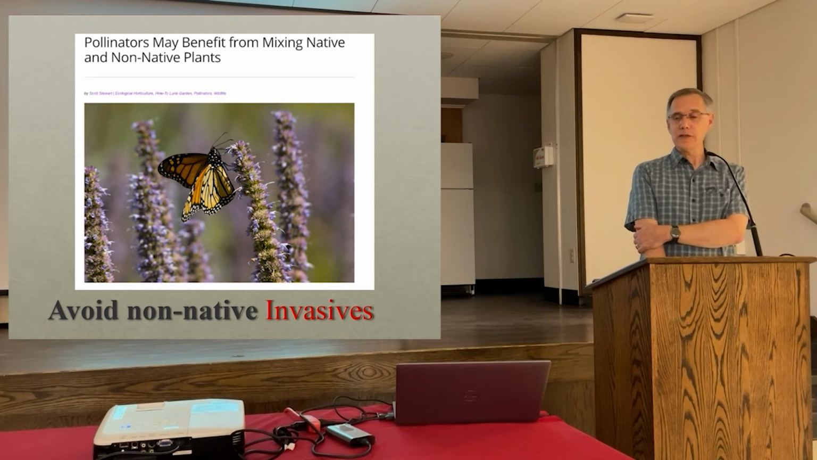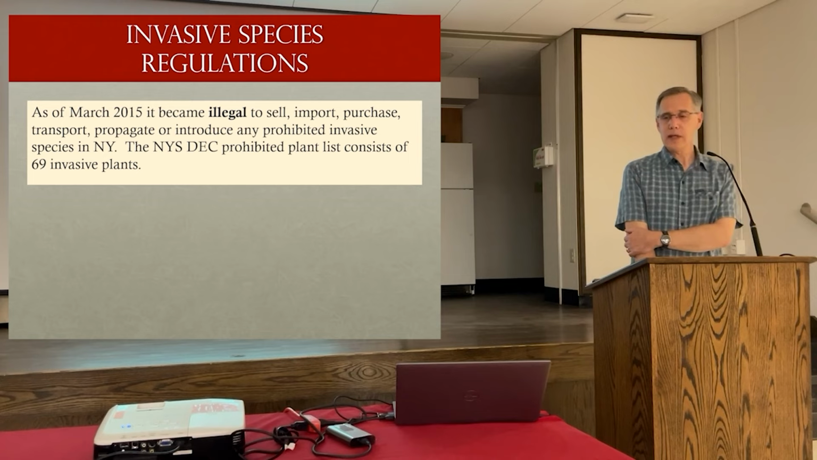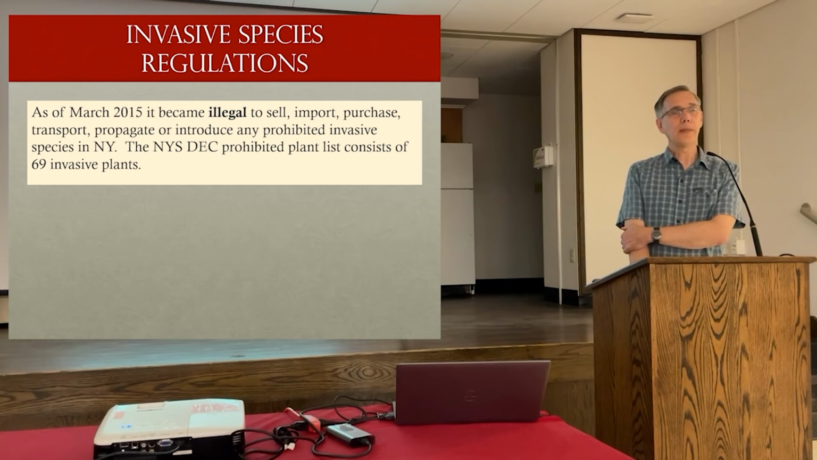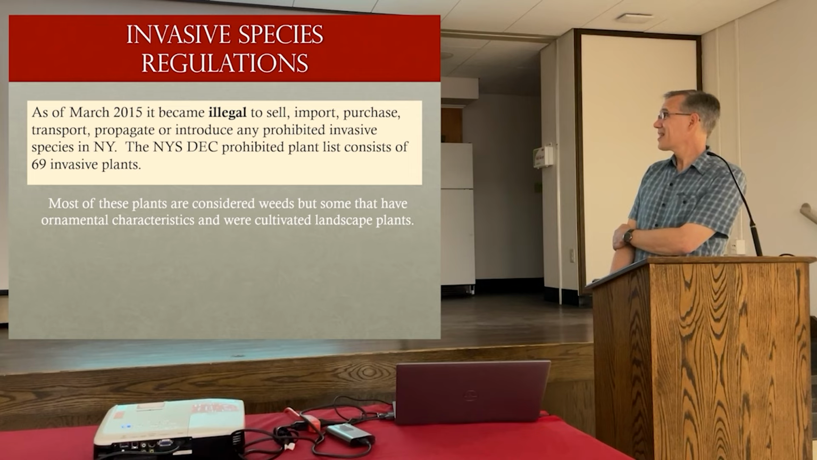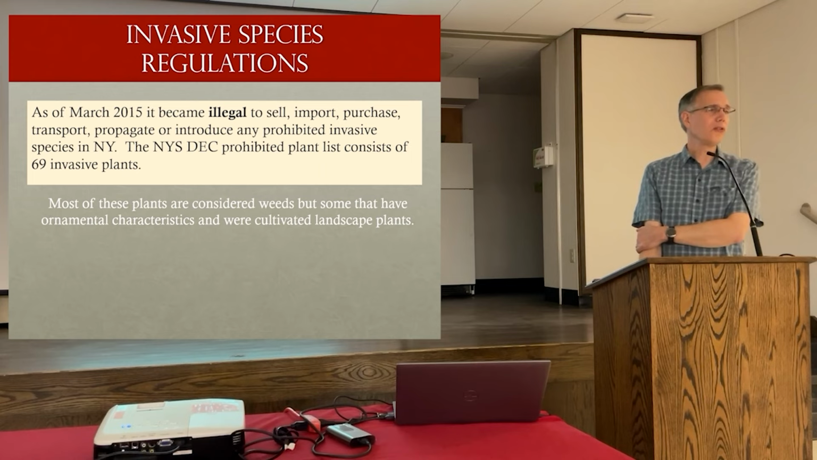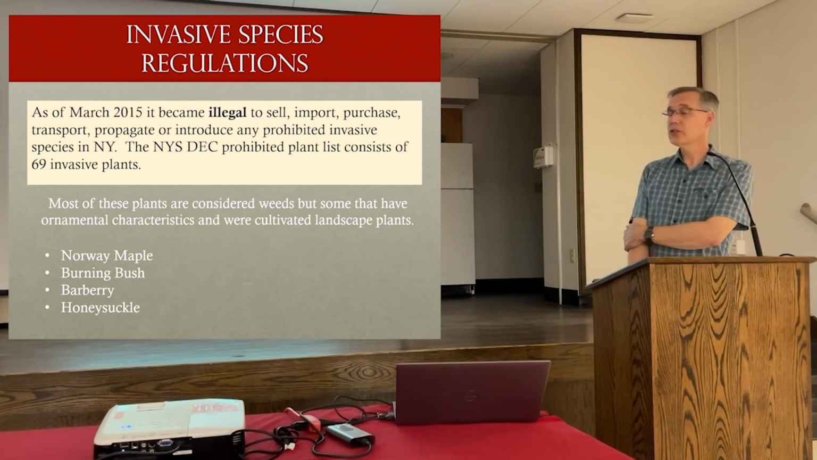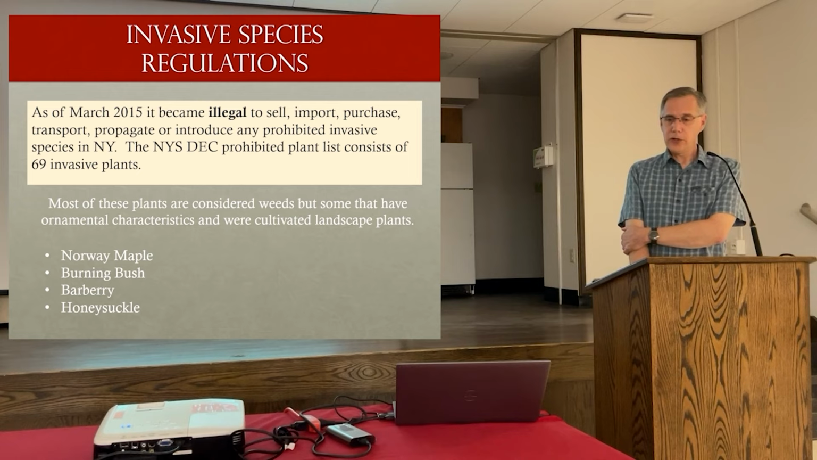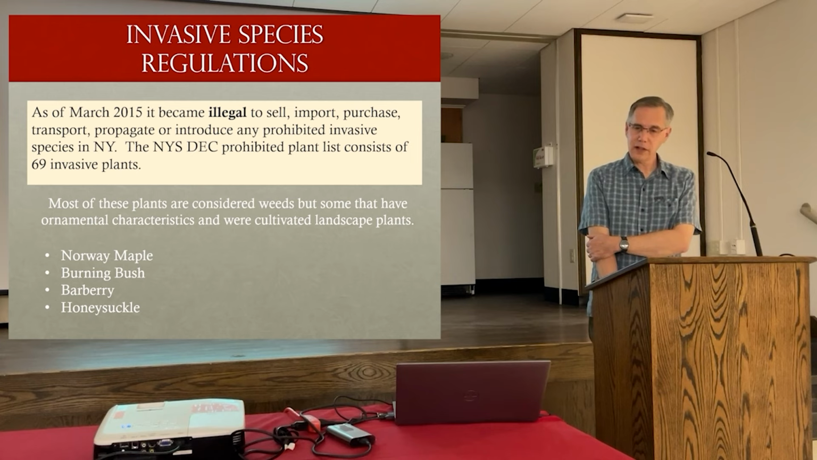And there are some regulations that came in 2015 to help reduce the amount of invasive plants, and they identified 69 plants in New York State. Each state has their own list, and this depends on the plants that are concerned in those areas. Some of them that we may know include Norway maple, burning bush, barberry, and honeysuckle. I still have like three of those in my yard, slowly getting them out.